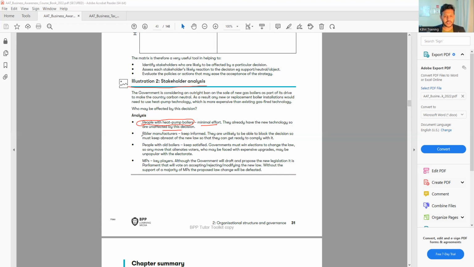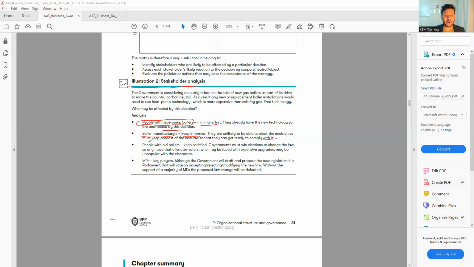Boiler manufacturers, so they will be affected, keep informed. They are unlikely to be able to block the decision and must be braced for the new law, and they can get ready to comply with it. So obviously the production centers have to comply with the law. Maybe they will not be able to do anything because the government law they have to follow.